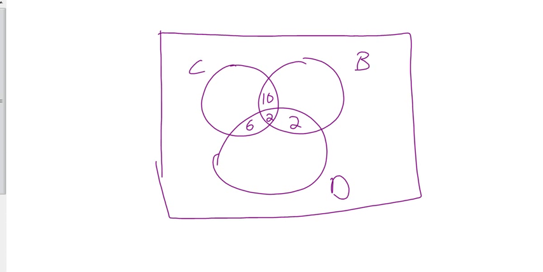Well, 10 was cats only, right? So that's cats only. And 9 was dogs only. And 1 was birds only. What do those add up to? 40. Thank God. What are they supposed to add up to? 40. Good. Okay. All right.